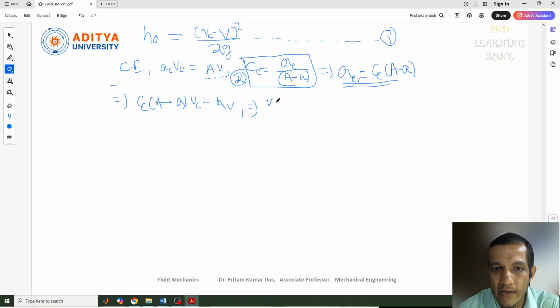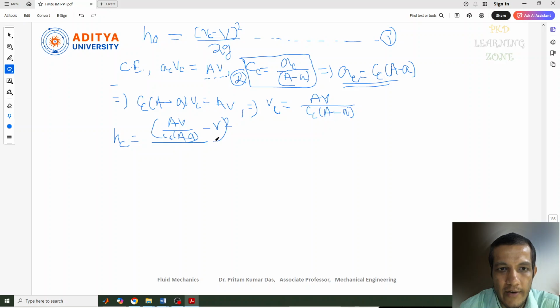Now again we want to write these things in terms of VC. I want to identify the value of VC from this equation. So VC equals AV divided by this total term, CC into (capital A minus small a). Now substitute this value of VC in equation 1. So we can write HC equal to, putting this value, AV divided by CC (A minus a), minus V, whole square, divided by 2G.